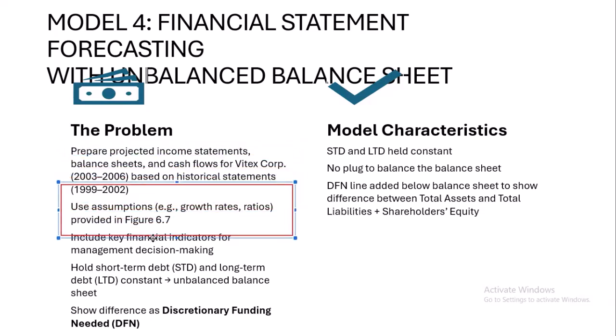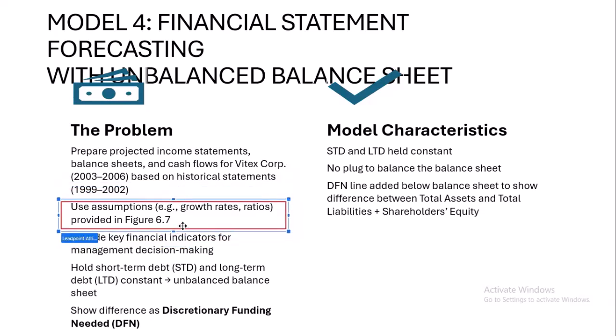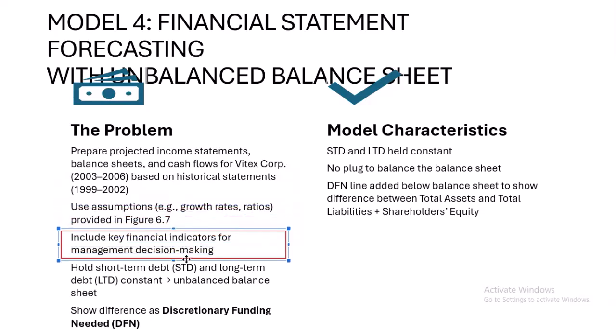We, of course, would have assumptions that will be provided in figure 6.7. We'll have assumptions for growth rates, assumptions for ratios, and what have you that we expect over the next 4 years. We'll also include key financial indicators for management decision making. So we're going to use the model that has financial indicators, right? We're going to continue with financial indicators, only that this time we're not going to be doing financial indicators on the current, but on the future 4 years.